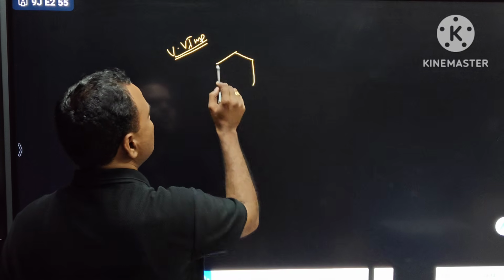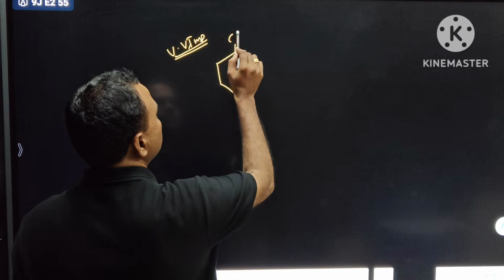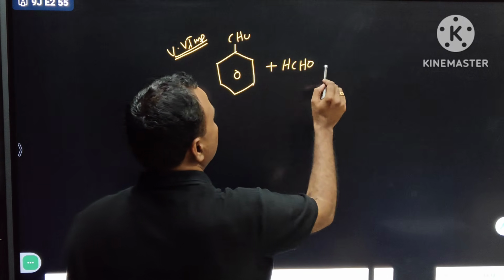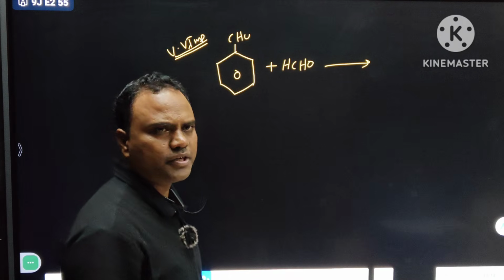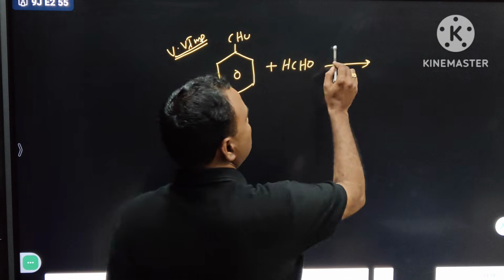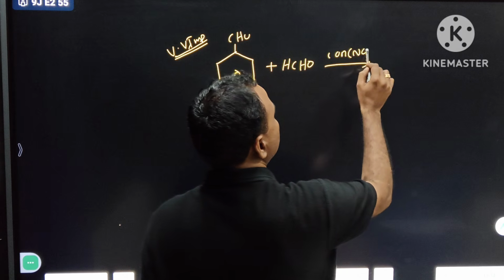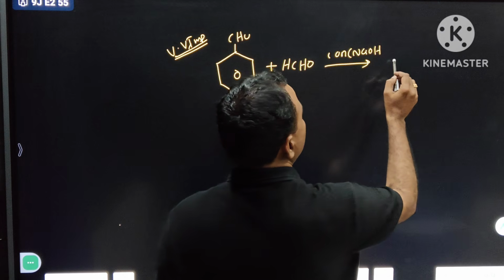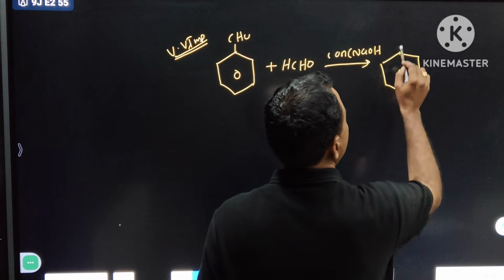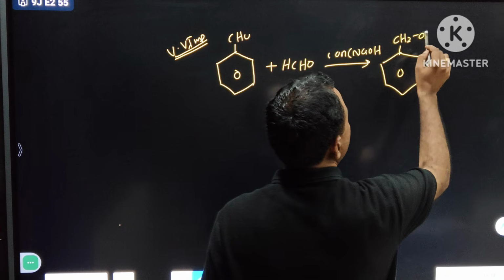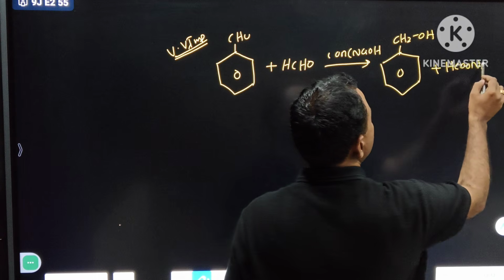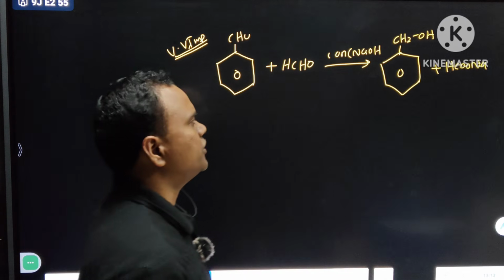When I take benzaldehyde and formaldehyde, I need two aldehydes without alpha hydrogen, right? That's why I am taking two. Clear? And if I add concentrated NaOH, then benzaldehyde will convert to benzyl alcohol. Formaldehyde will convert to acid, HCOONa. Why?